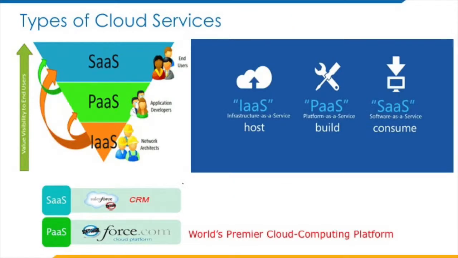So basically there are three types of cloud services. We have the infrastructure, platform, and the software, and they all come to you as a service. So infrastructure as a service is where you host the applications, platform as a service is where you build the applications, and software as a service is something that you consume.